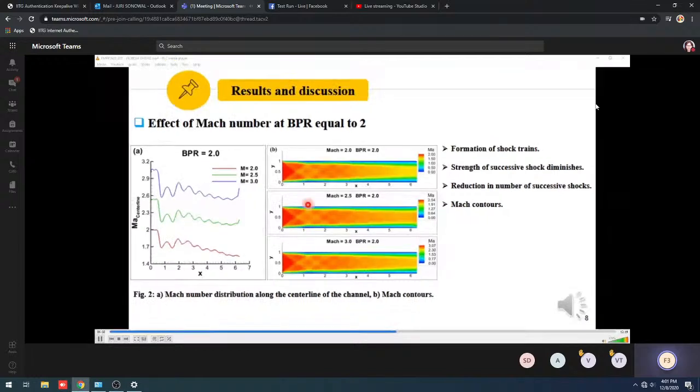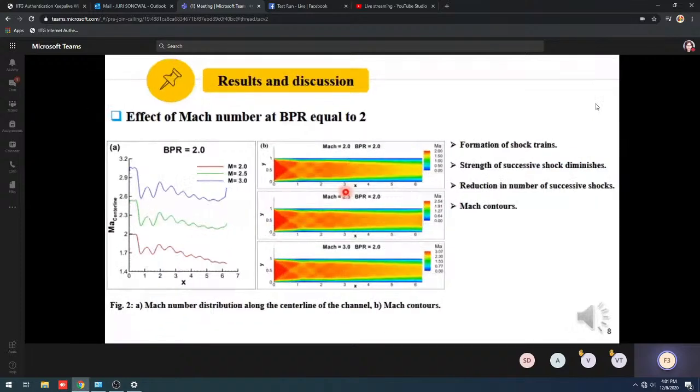Figure B shows the variation of Mach contours for different Mach numbers. From figure B, we can see that there is no substantial change in the Mach contours, but the magnitudes are different.